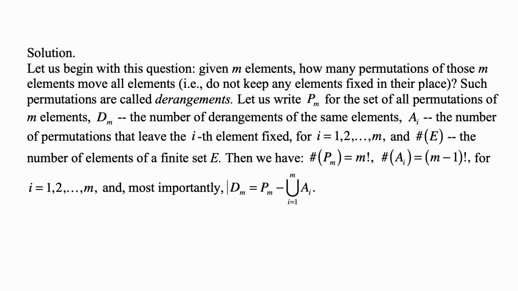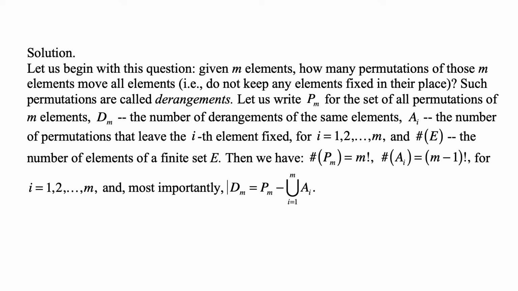Let us begin with this question. Given m elements, how many permutations of those m elements move all elements? So do not keep any elements fixed in their place. Such permutations are called derangements. Let us write Pm for the set of all permutations of m elements, and Dm for the number of derangements of the same elements. And let us write Ai for the set of permutations that leave the ith element fixed, for i equal to 1, 2, through m, and |E| for the number of elements of a finite set E.